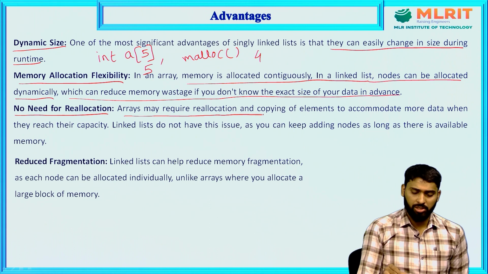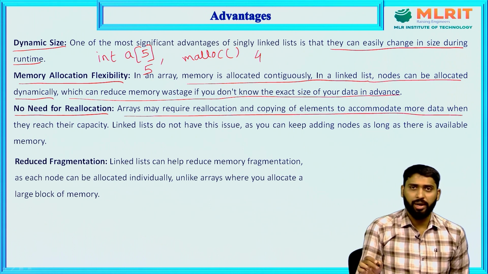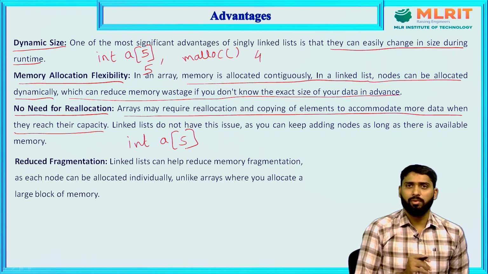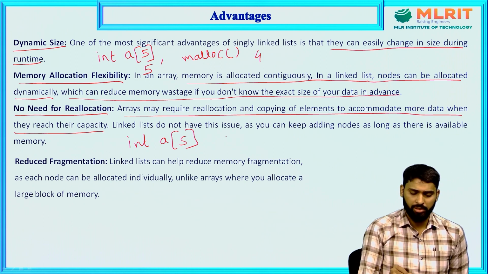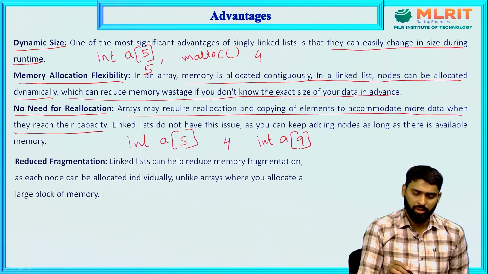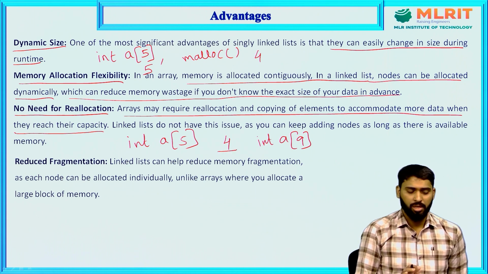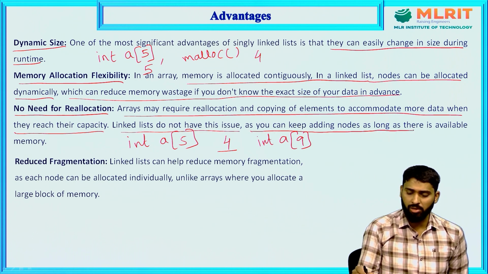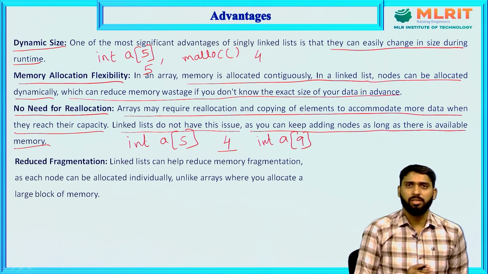So no need for reallocation. An array may require reallocation and copying of elements to accommodate more data when they reach their capacity. For example, int a of 5, now I store only 5 elements. If I want to store another 4 elements, then I reallocate memory, int a of 9, and copy the previous 5 values into the new array. After that we store the remaining 4 elements. But a linked list doesn't have this issue. You can keep adding nodes as long as there is available memory. If the memory is available in the RAM, then it allocates the memory.